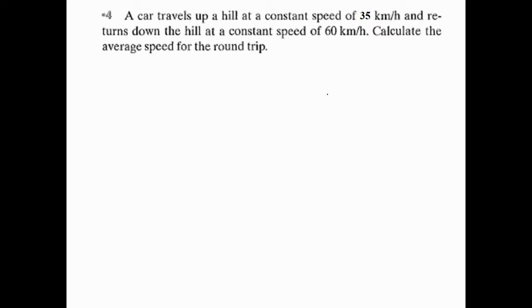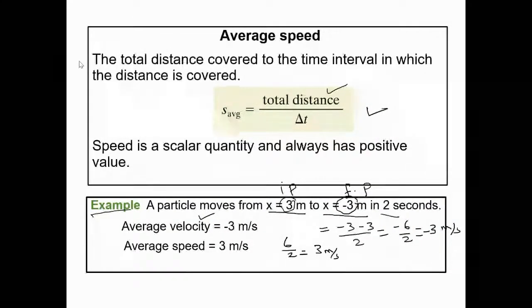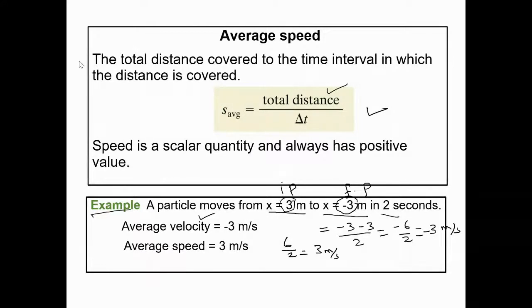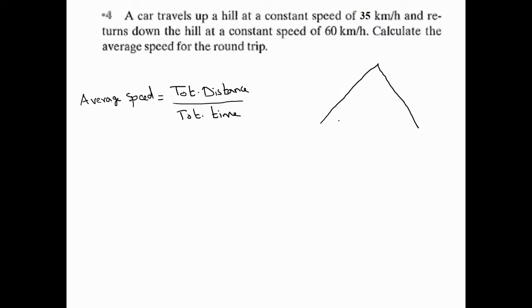What is the formula for average speed? Total distance over total time. Am I right? Better we write the formula first, and then we will go one by one. Average speed is equal to total distance over total time. Now I will draw the diagram. This is the hill. Clear? I just draw a car.